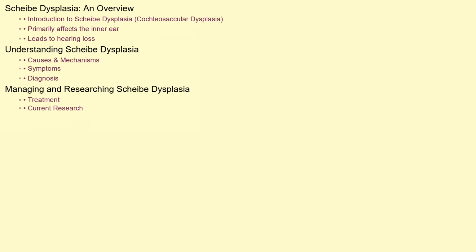Welcome to this educational video on Scheibe dysplasia, also known as cochleosaccular dysplasia. This condition primarily affects the inner ear and leads to hearing loss. In this video, we will explore the causes, mechanisms, symptoms, diagnosis, treatment, and current research surrounding this complex disorder.